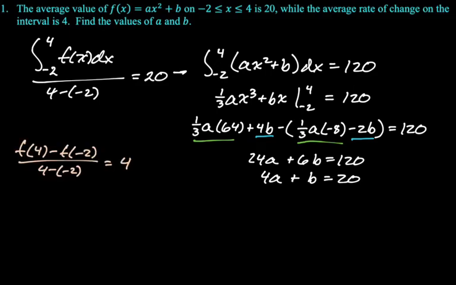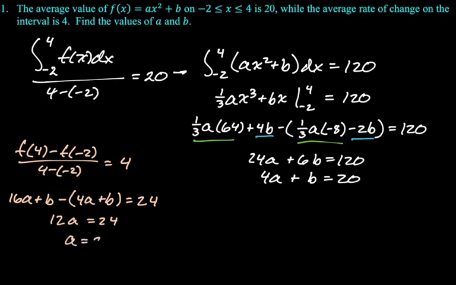So average rate of change, algebra 1 slope, f of 4 minus f of -2 over 4 minus -2 is 4. So f of 4 minus f of -2 is 24. F of 4 is going to be 16a plus b. F of -2 is going to be 4a plus b, and then that equals 24. So this gives us just 12a is 24. So it is a system, but it's like a simple system to solve.